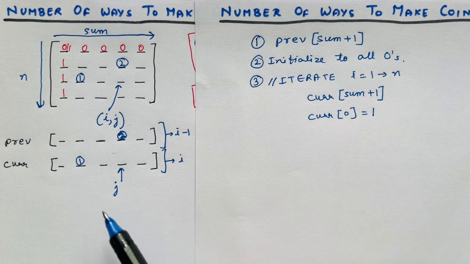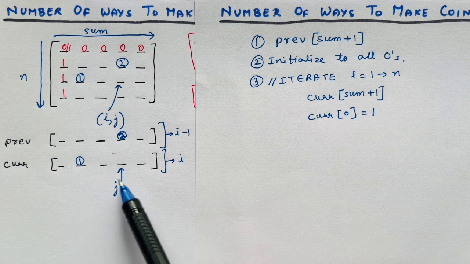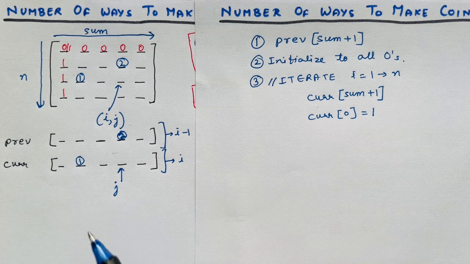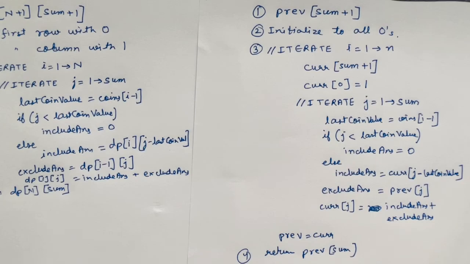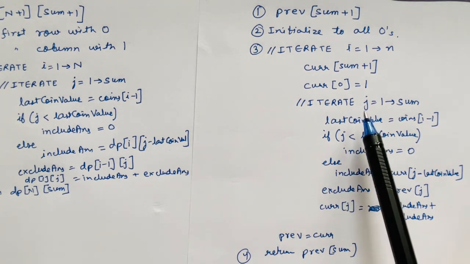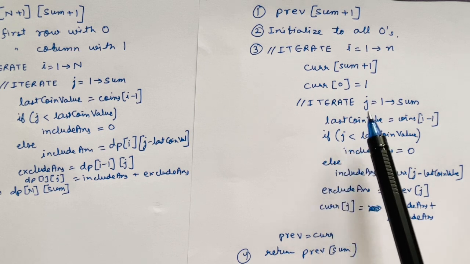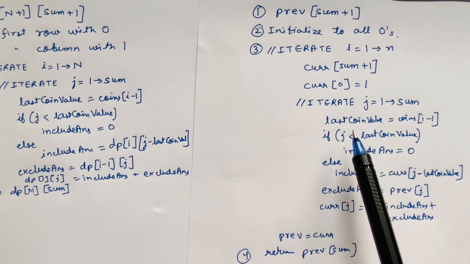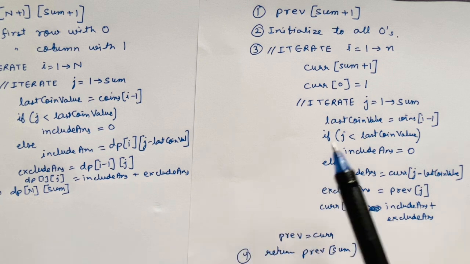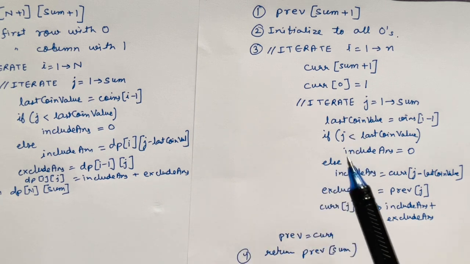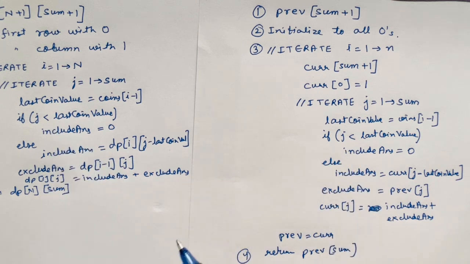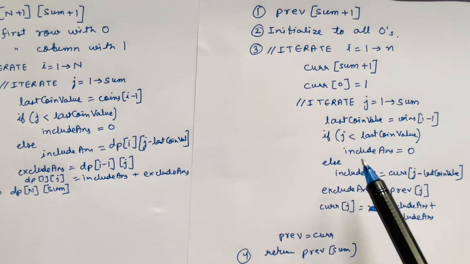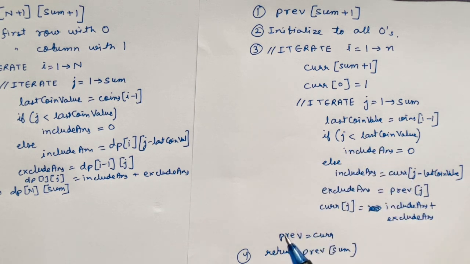Now we have to fill this current array from left to right. So we have to again iterate. In every iteration, we have to fill the value of current at index j. Now to fill that, we need the last coin value, just like in the previous algorithm. So we get the last coin value. Then we also need to handle the same condition that we handled here, that sum should not become negative. If sum becomes negative, then our include answer is 0.